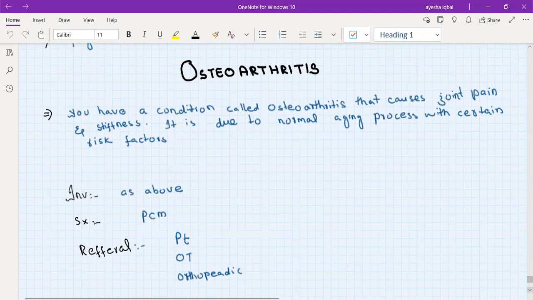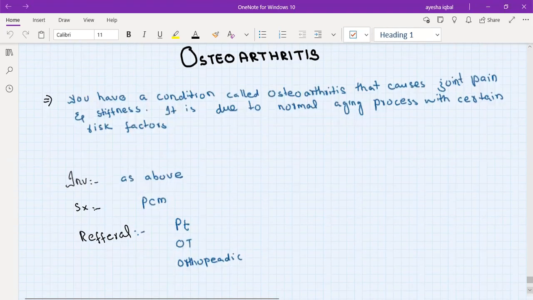Then we have osteoarthritis. As you are all aware, it is a degenerative arthritis, and it develops with age, and it also develops earlier in obese patients. So you will explain to the patient that you have a condition called osteoarthritis that causes joint pain and stiffness. It is due to the normal aging process. Our joints are exposed to wear and tear in our daily life, and this constant low level of damage eventually causes enough damage to cause joint pain, and this is then called osteoarthritis. But there are certain risk factors as well, like increased weight or excessive use of the joints.